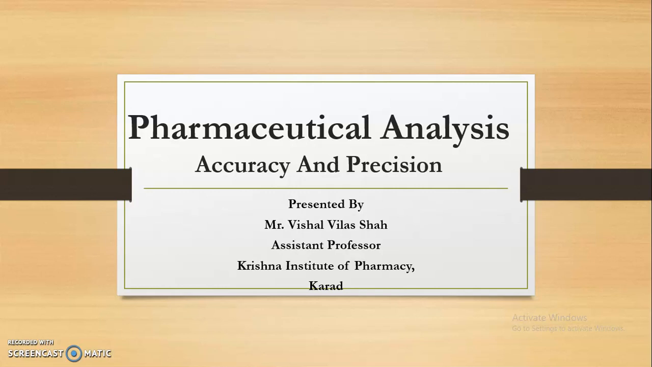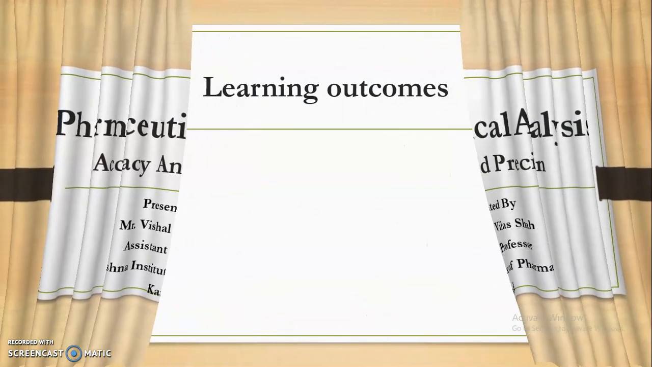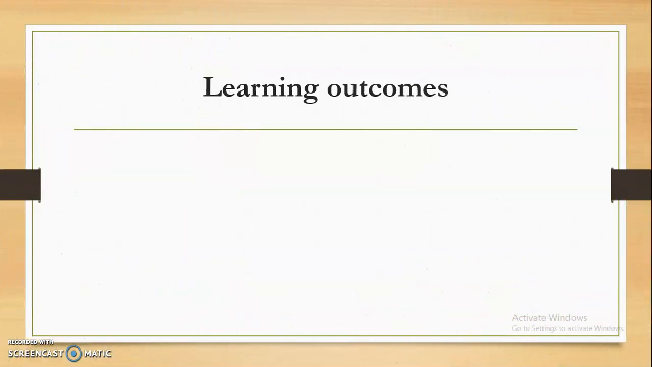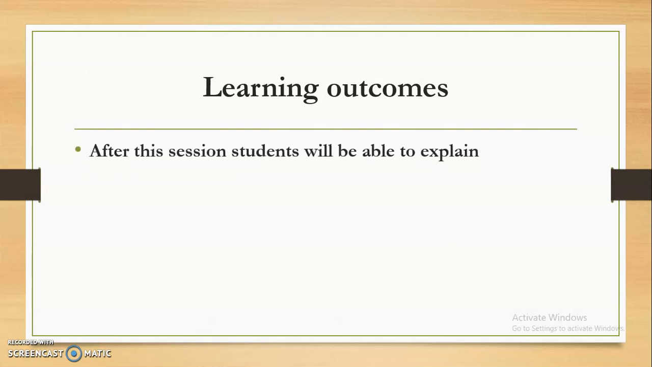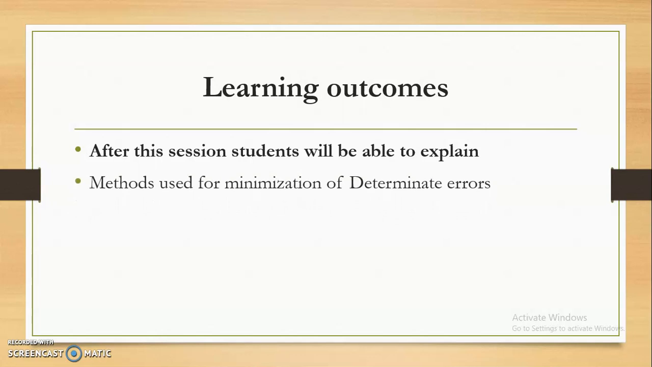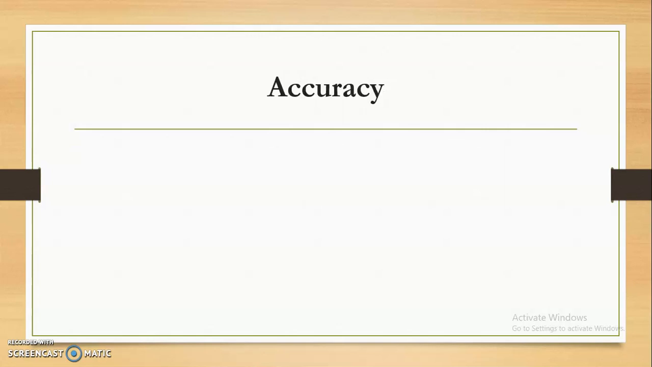So let's begin with today's session, where we are going to discuss the terms accuracy and precision. We will also discuss the difference between accuracy and precision. Before starting, we will see the learning outcomes, meaning what you should be able to understand and answer after watching this video. After this session, students will be able to explain the methods used for the minimization of determinate errors, as well as the different terms related to accuracy and precision.